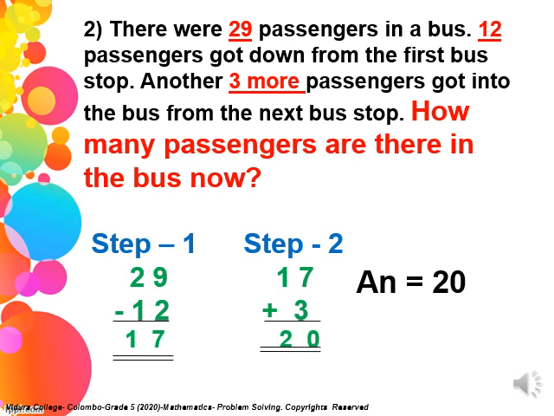So the answer is 17 passengers. Now in the bus, we have 17 passengers left in it. Now to that 17 passengers, another 3 more passengers got into the bus. So let's do the step 2. 17 plus 3 is 20. So your last answer is 20. There were 20 passengers in the bus at the end of the sum.